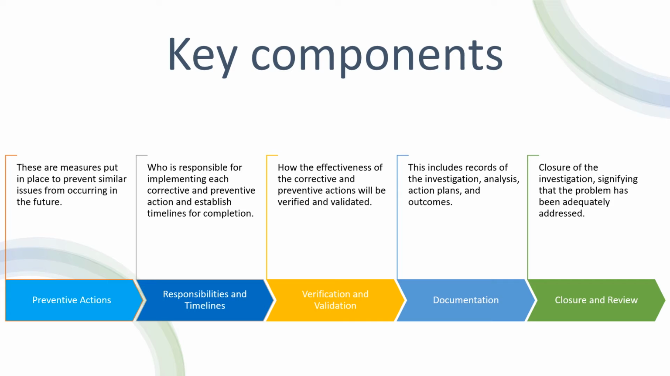The report should also clearly specify who is responsible for implementing each corrective and preventive action and establish timelines for completion. Accountability is crucial to ensure that the actions are carried out effectively and in a timely manner. The report may include a section on how the effectiveness of the corrective and preventive actions will be verified and validated. This could involve testing, audits, or other methods to confirm that the measures put in place are indeed preventing recurrence.